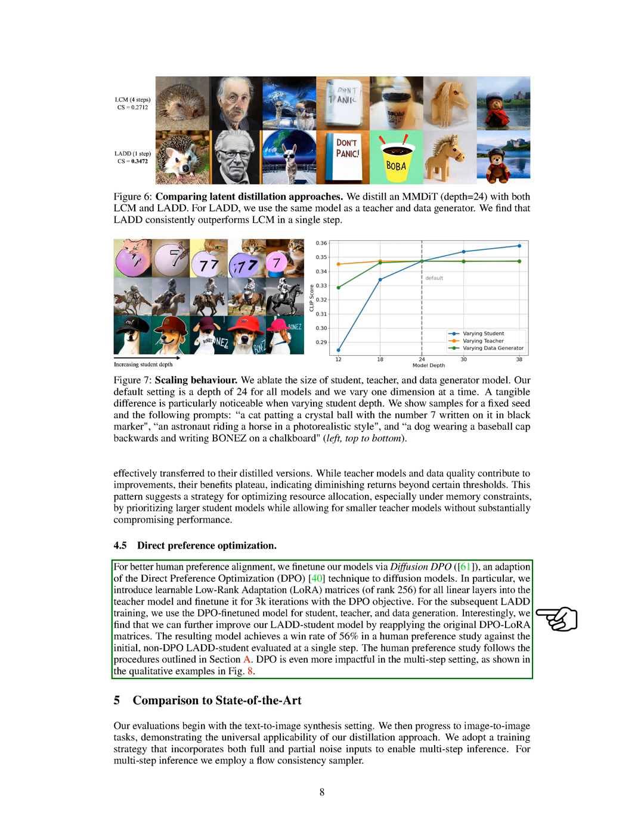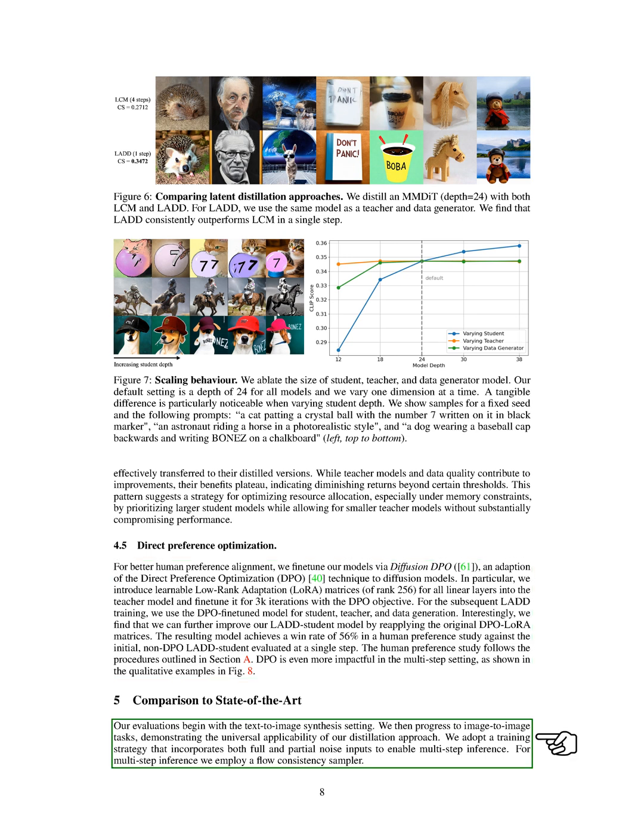Surprisingly, we discover that by reapplying the original DPO LoRA matrices, we can further enhance our LADD student model. This improved model achieves a 56% win rate in a human preference study compared to the initial LADD student model without DPO, evaluated at a single step. The human preference study follows specific procedures outlined in the paper.